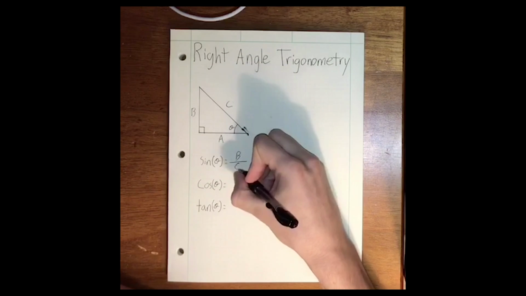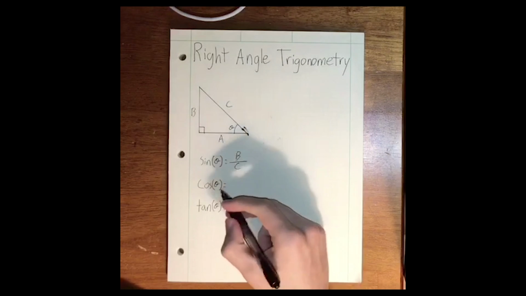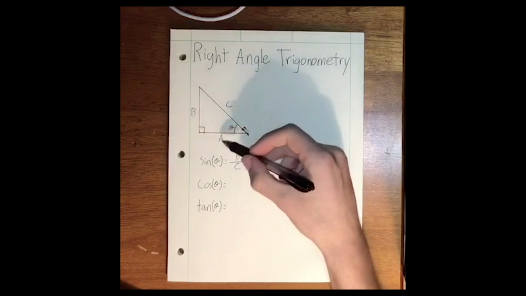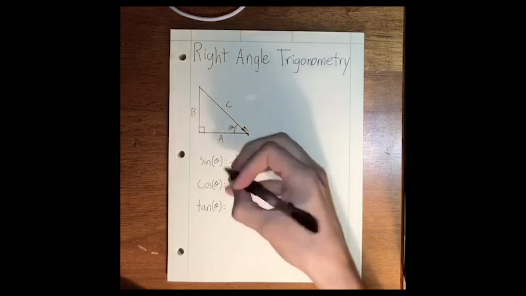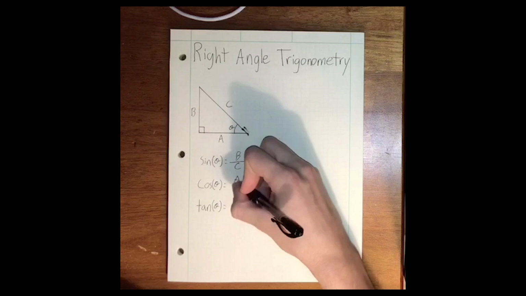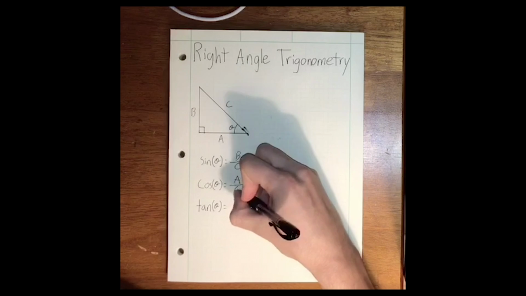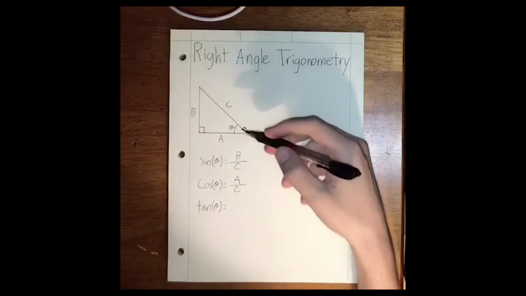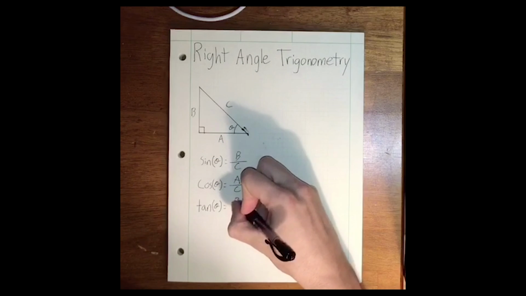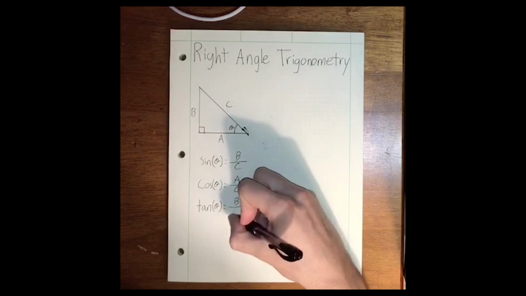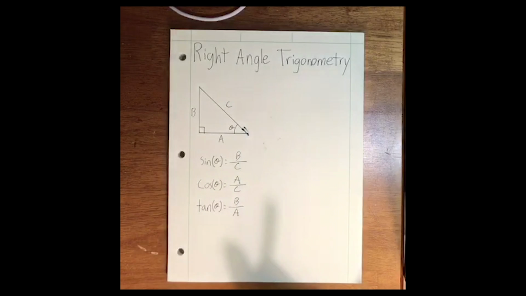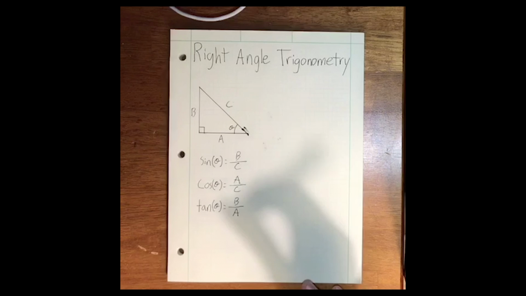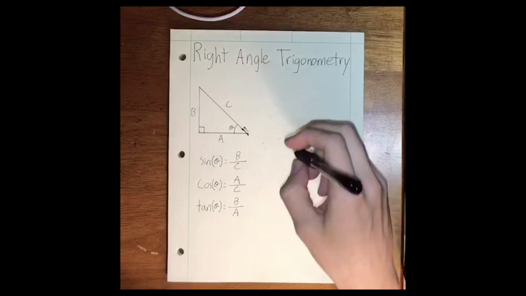over C. When you're doing cosine, it is the adjacent over the hypotenuse. So you'll have A over C. And tangent, you're going to have the opposite over the adjacent. So you will have B over A. Now this can be helpful when you're trying to find the side of a triangle or the angle given.